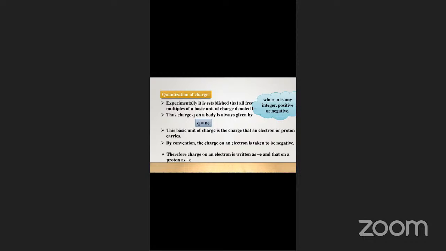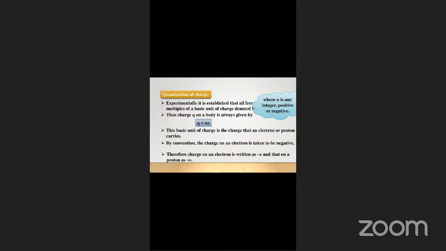This basic unit of charge is the charge that an electron or proton carries. So because of Q is equal to plus or minus n e, where small e is the charge of an electron or proton. That means both the charges, positive or negative. So finally you can write Q is equal to plus or minus n e.